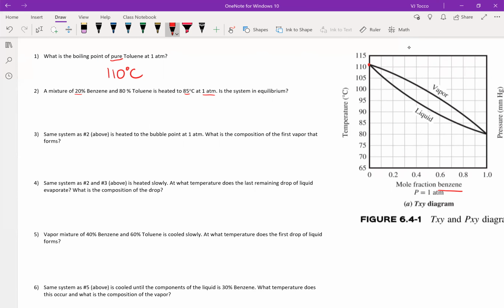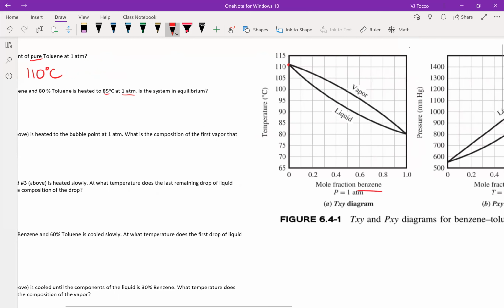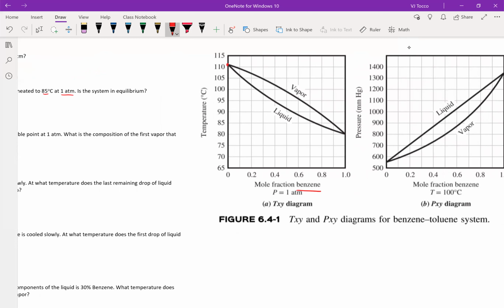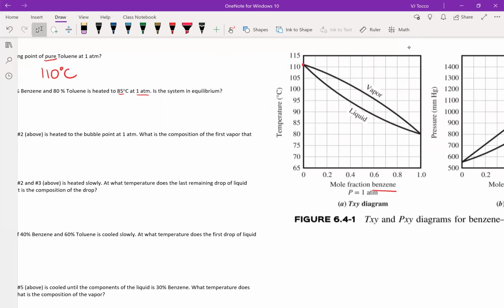So the way I can do that is by looking at the diagram. I can plot the coordinates 80C in 1 atmosphere, and if those coordinates lie within the two-phase region, then I'll know that I am in equilibrium. So I'm not going to use the PXY diagram for this because the PXY diagram, once again, is only for T equal to 100 degrees C, and I want the situation to be 85 C. However, 1 atmosphere does indeed match 1 atmosphere on the diagram.